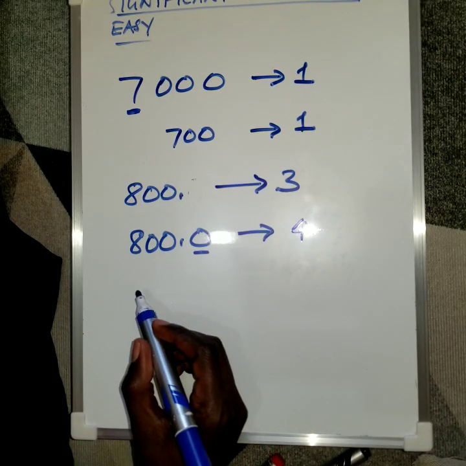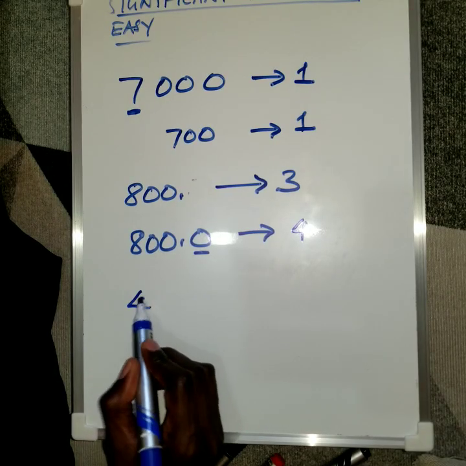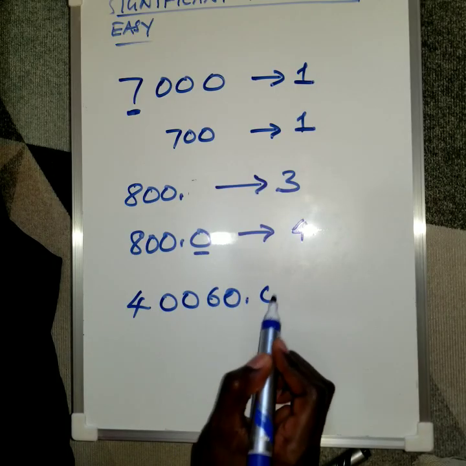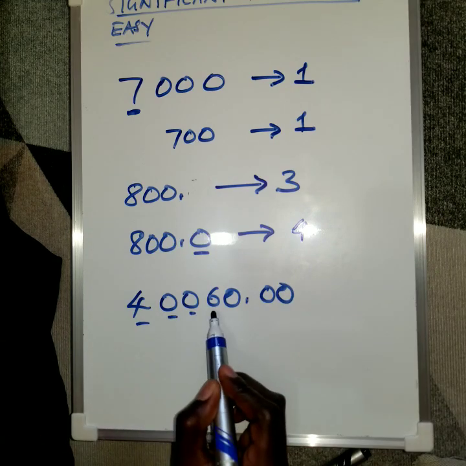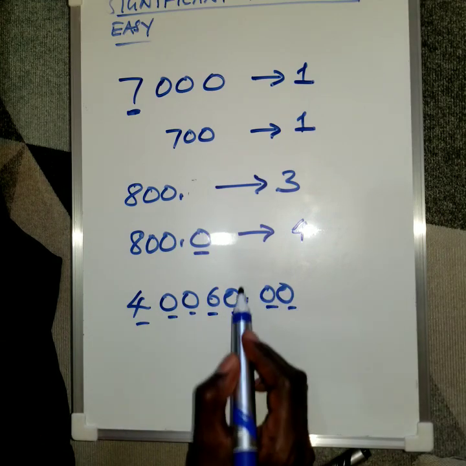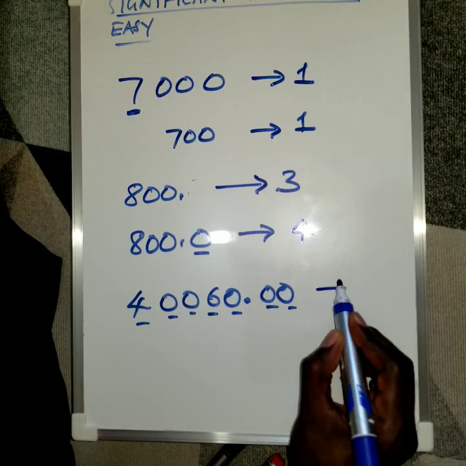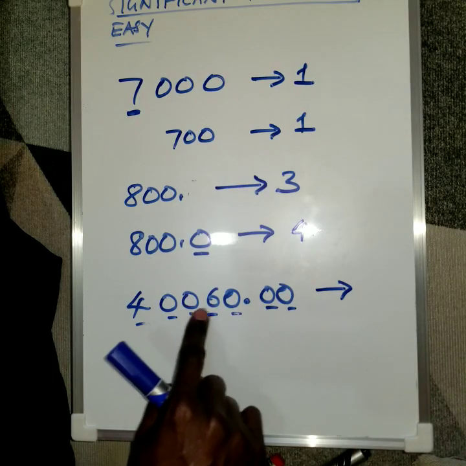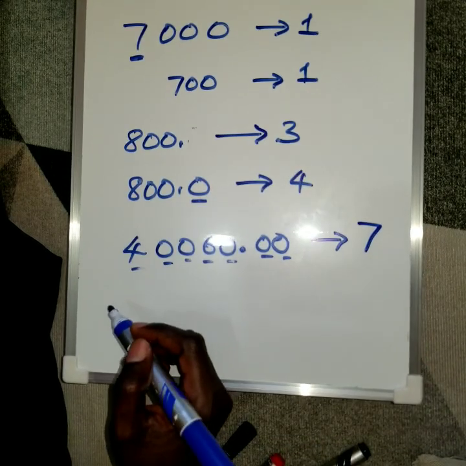All right. What about if maybe you have this number, how many significant figures are there? You can go and try it out. How many significant are there? 1, 2, 3, 4, 5, 6, 7. Because even the zeros, as long as there's a decimal point, the zeros at the end will also be counted. So there are 7 significant figures.